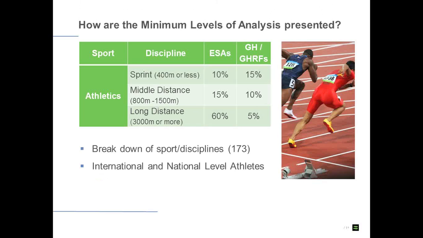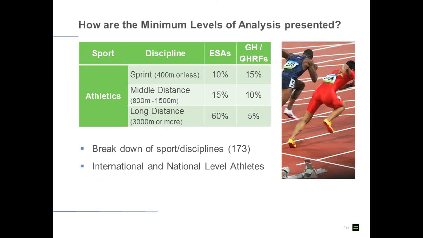Appendix 1 of the technical document alone contains 173 sports and disciplines and the reflective MLAs. Those sports that may not be listed may not be signatories to the code or are not mandated to have a minimum level of analysis. However, ADOs are free to apply such analyses to these sports and disciplines at their own will.